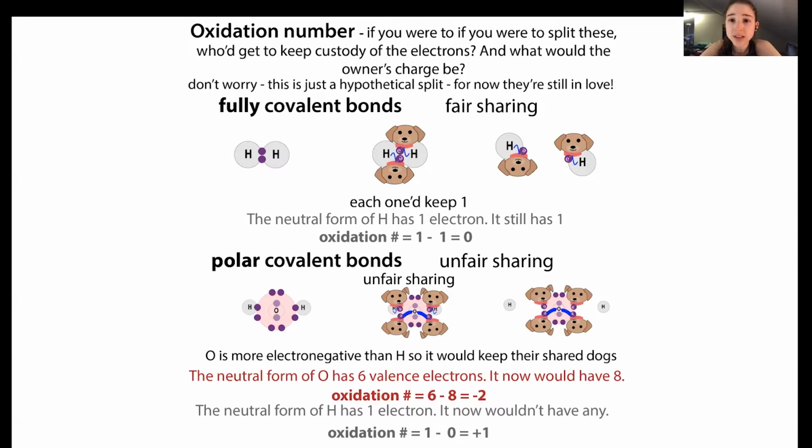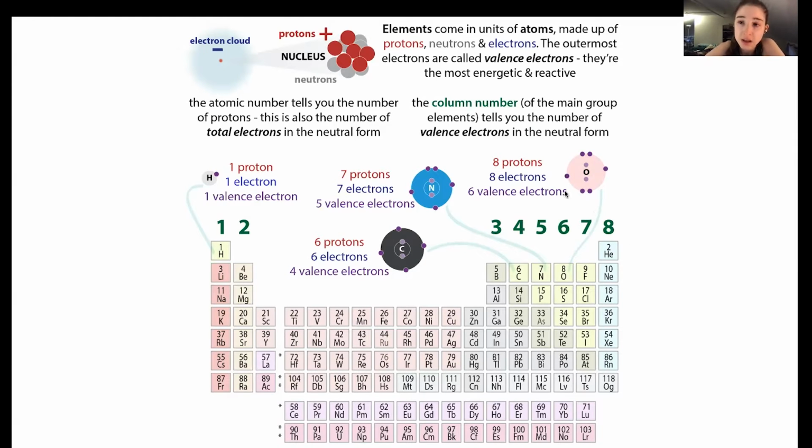So that's the basic theory, but where did these numbers come from? We can determine these numbers in order to keep track of who's getting or losing dogs: if you were to form a bond, where would those electrons hang out more? We describe this with a number called the oxidation number. Basically this is saying what the charge would be if they were to split up. We've been talking about these hypothetical charges, but if they were to actually split up, they would have real charges. This is because the number of protons is set, but they'd be gaining or losing electrons. And in a neutral form, you have an equal number of protons and electrons.